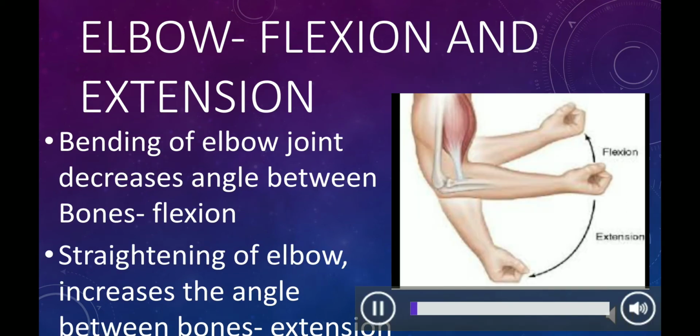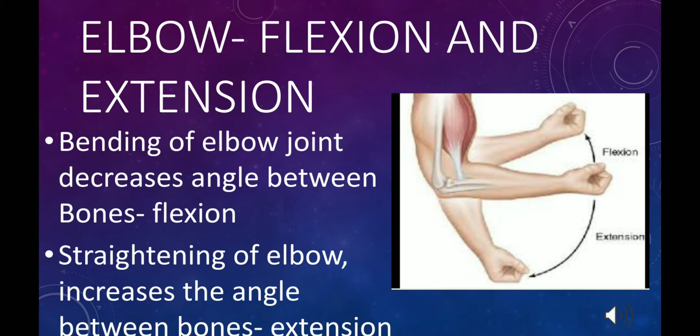In the elbow, flexion can be explained as decreasing the angle between the bones, and it is also called the bending of joints, and extension as increasing the angle between the bones or straightening the joints. So in the figure you can see the elbow flexion as well as extension.